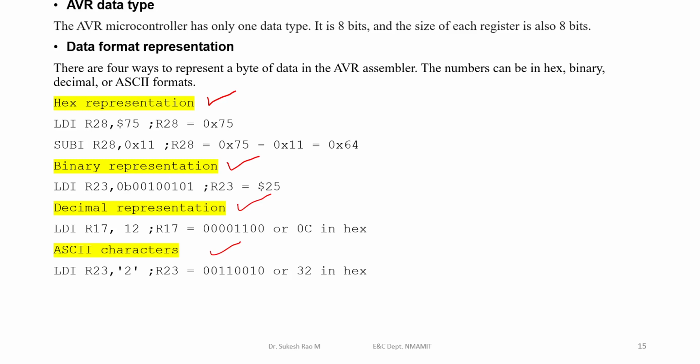If you are loading a certain register, let's say R28, with some value, I can put it in hex, indicating $75, or you just say 0x75. That's also one of the ways. So that is hex representation. For binary representation, you just start with 0B and write all the 8 bits. That's how you represent it in binary. So it is equal to 25 here: 0010 is 2 and 0101 is 5.